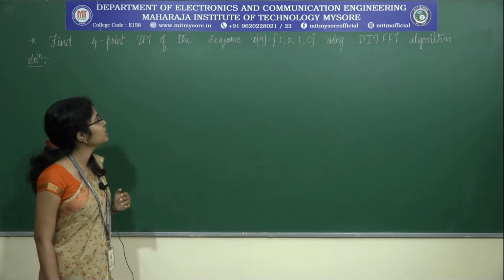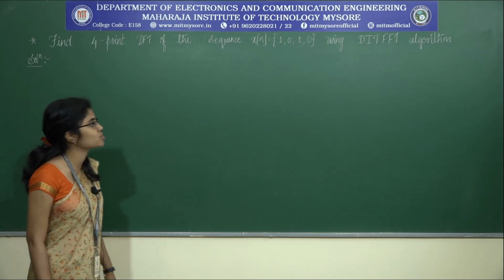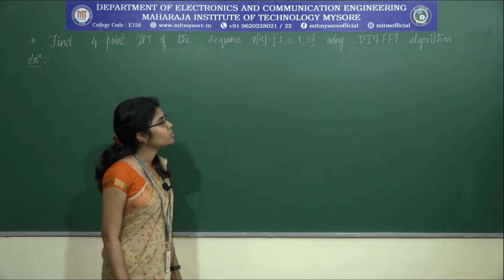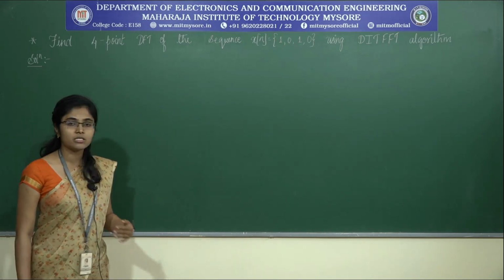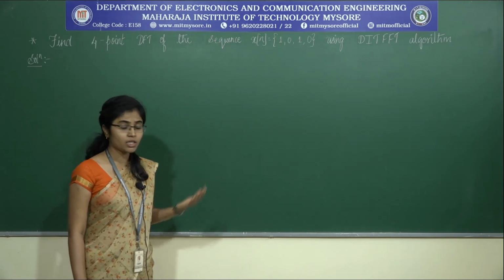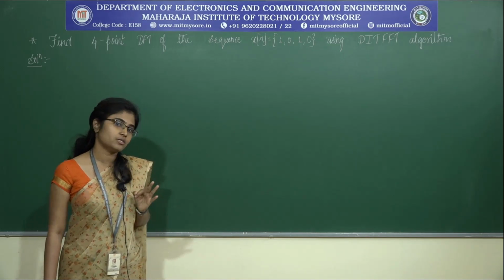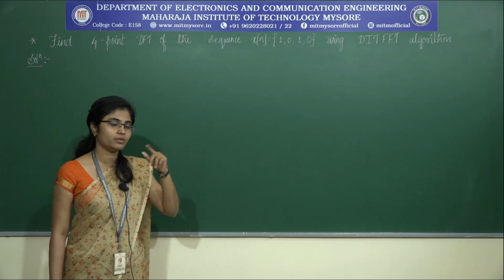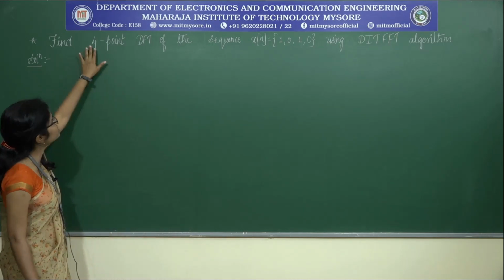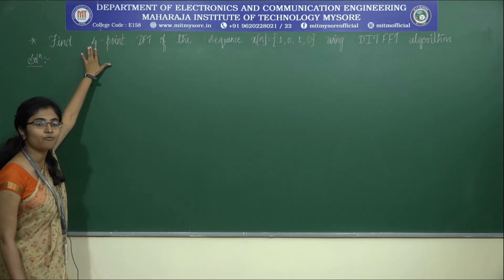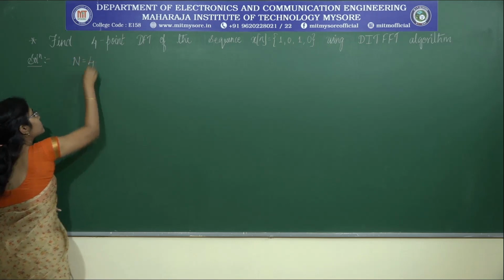Okay. So the question is, find the 4-point DFT of the sequence x of n equal to 1010 using the DIT FFT algorithm. When I was discussing the derivation, I took the value of N as 8. So we got 3 stages, that is 2 power 3, where 3 tells the number of stages. Whereas here they are telling us to find the 4-point DFT. So the value of N is equal to 4.